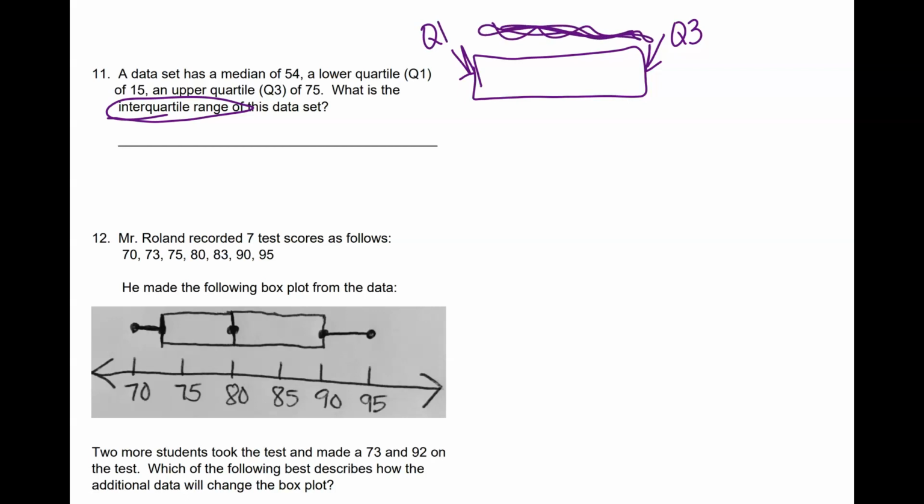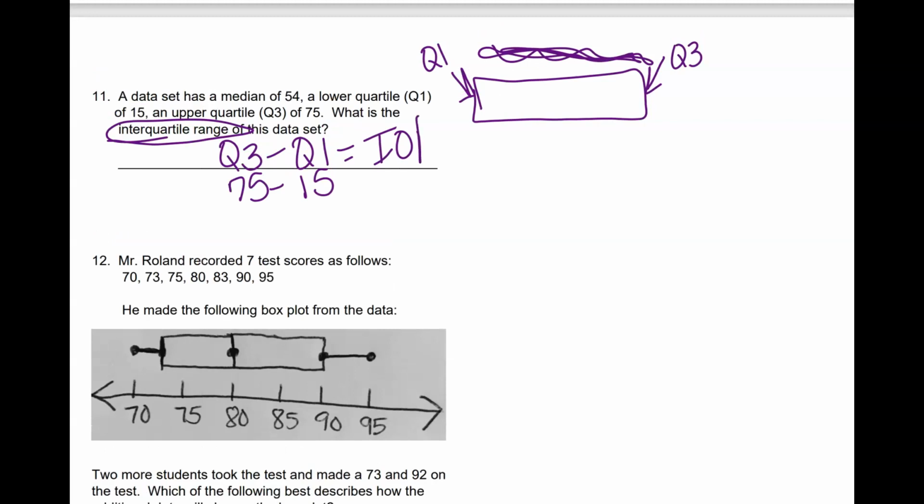So we want to know the range that's between or inside the box. So we're going to take Q3, which is 75, minus Q1, which is 15, and that is going to equal our IQR. 75 minus 15 gives me an IQR of 60.